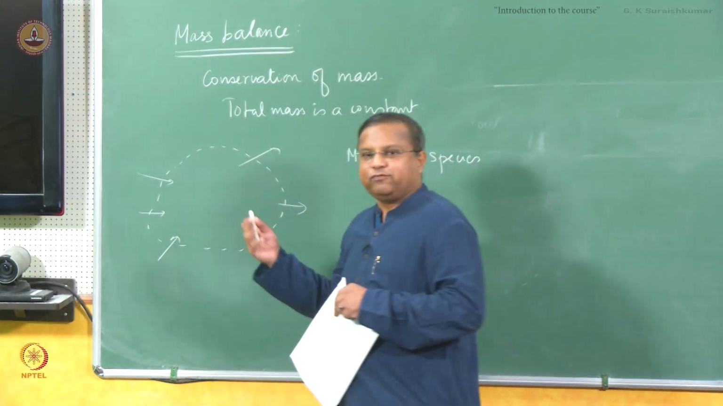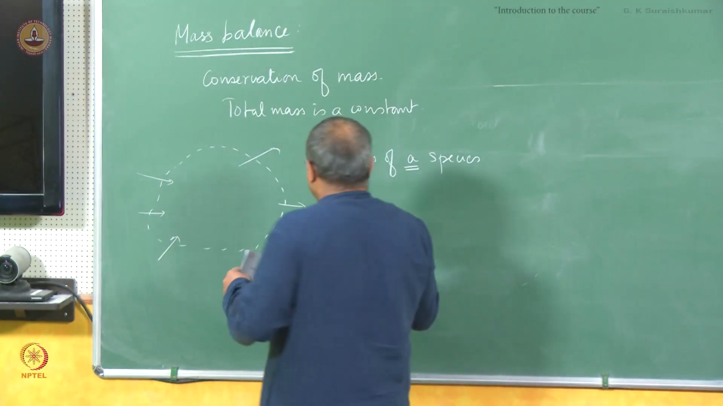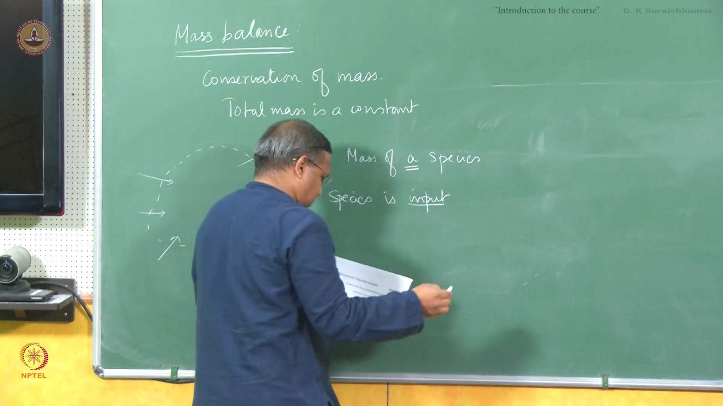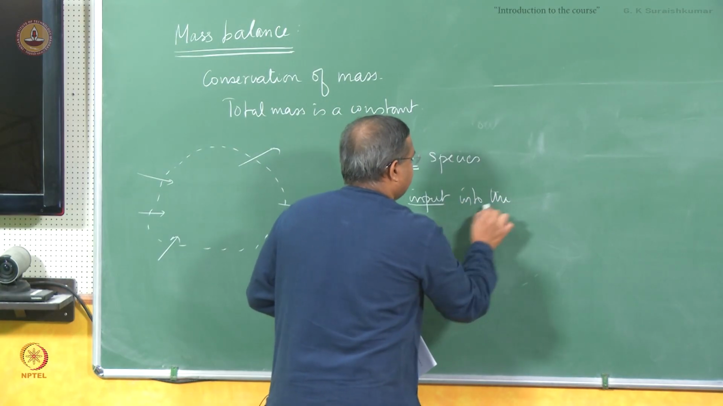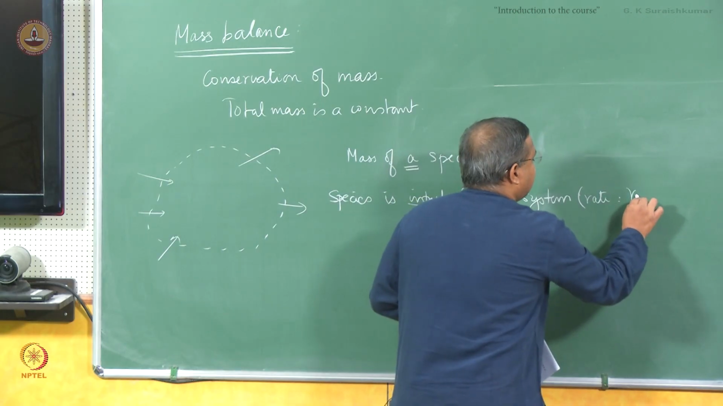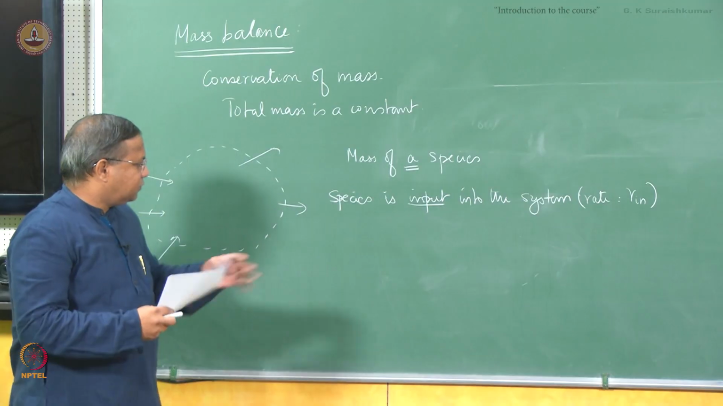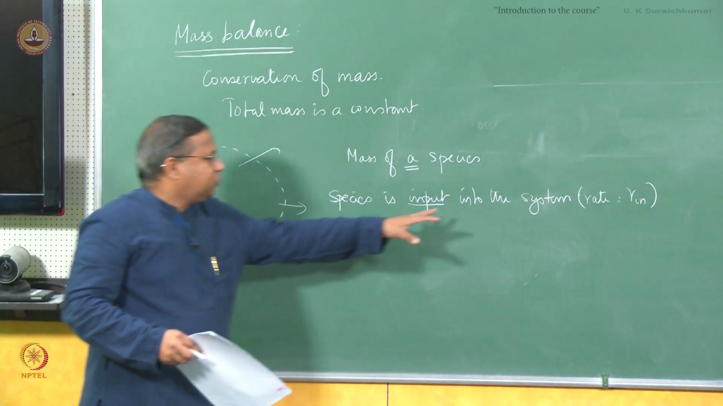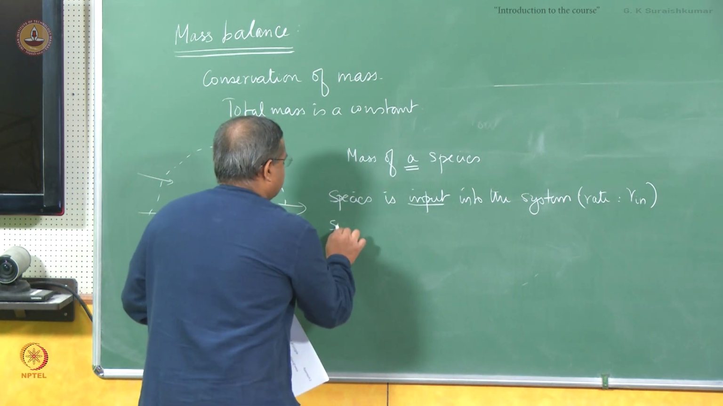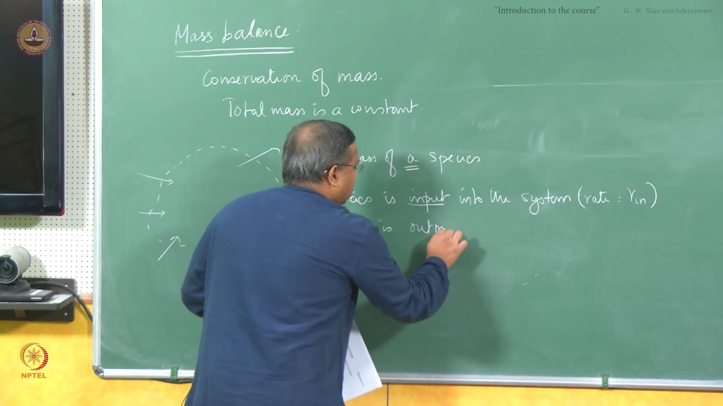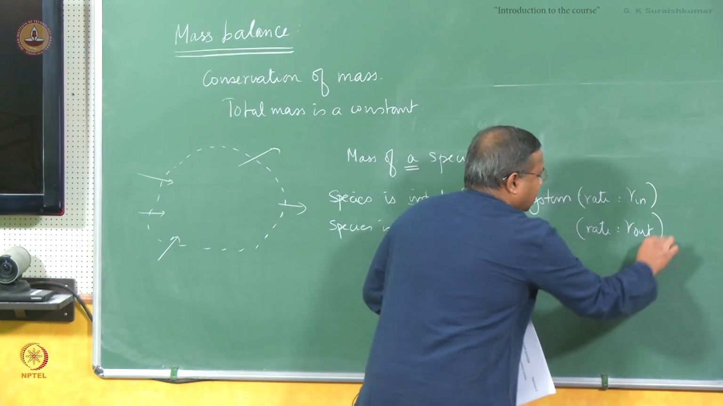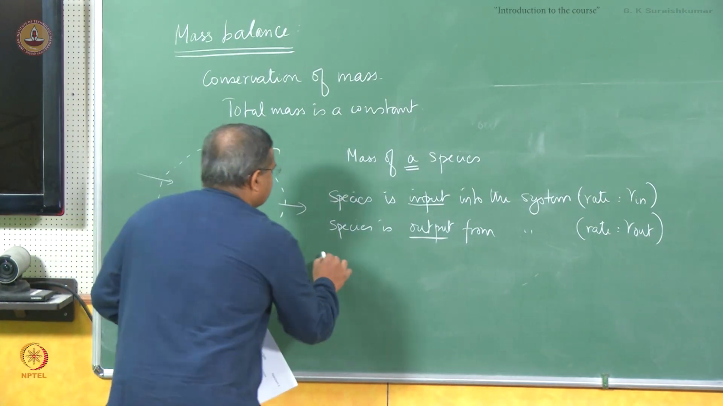So, there are only a few things that can happen in this context. The species is input into the system at a rate of R in. Okay. So, species is input, it could be input into the system at the rate, time rate, amount per time, of R in. Species could be brought out or output from the system at a rate of R out. This is 1, this is 2.